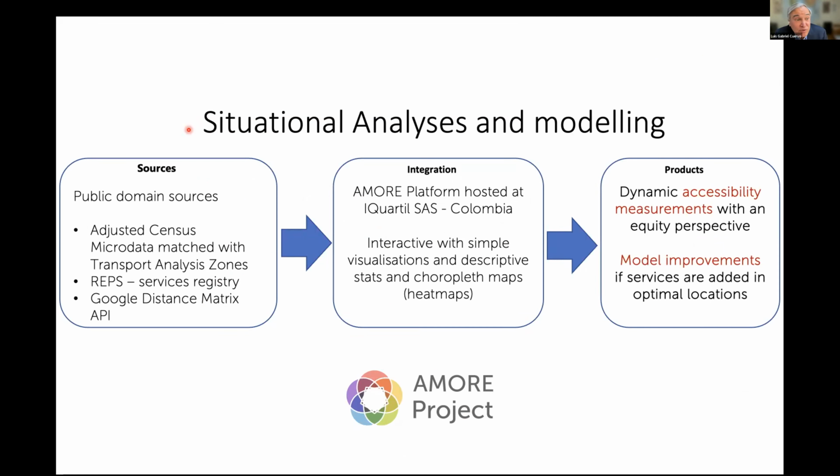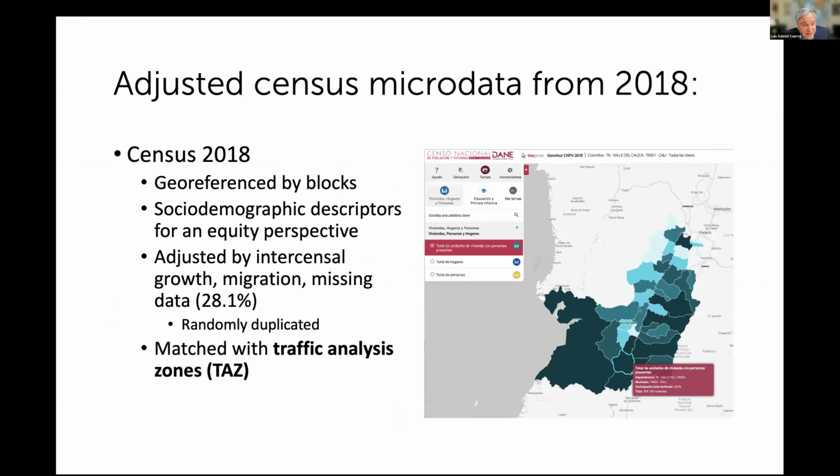We use the traffic analysis zones. We use the data from a specialized registry by the Ministry of Health that has all the health services already digitized. And we use the Google Distance Matrix API for travel times. That was all integrated in our platform, and we ended up with 2 products. First, measurements of accessibility for the entire city for the 3 case scenarios that we picked, that I'll show you in a minute. And then models for improvement. What would happen if we had services in a sector or 2 sectors of the city that optimize accessibility? So let's look into that.